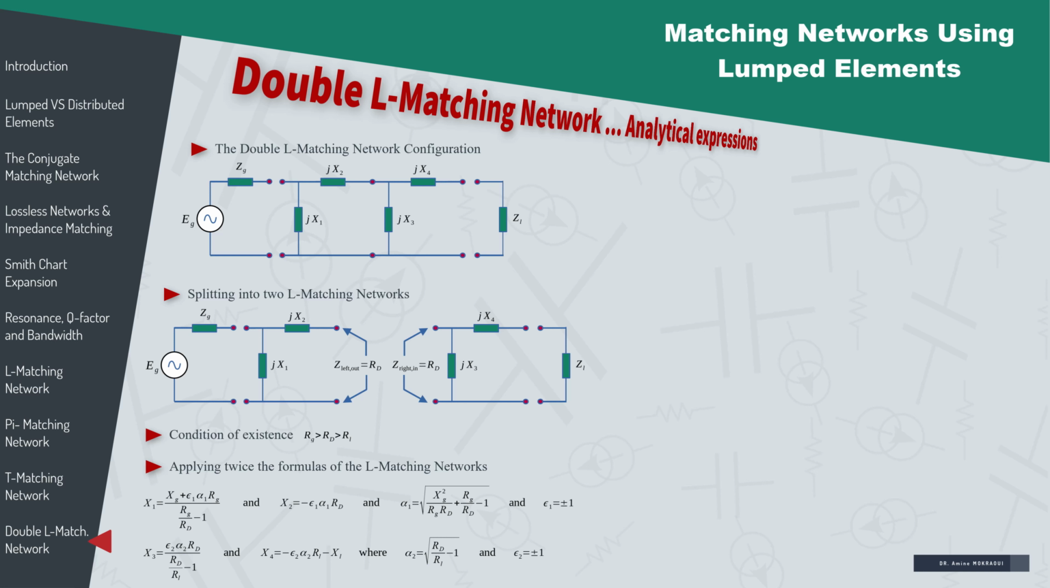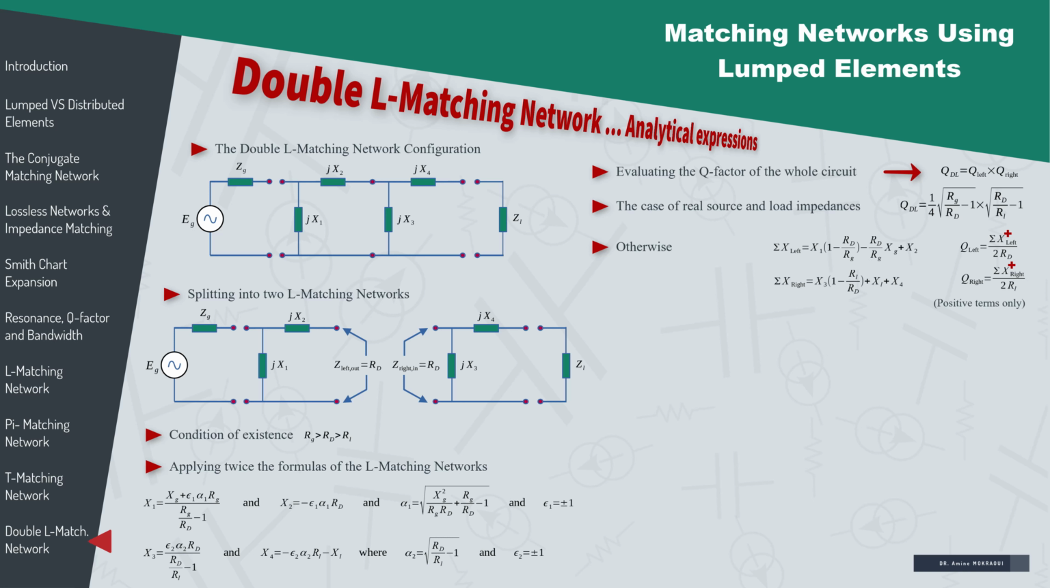A good approximation of the Q factor is the product of the Q factor of the two subcircuits. We write QDL equals Q left times Q right. When the source and the load impedances are real, the expression of the Q factor is simple. Here it is. Otherwise, we must focus on the evaluation of Q left and Q right. For instance, to find Q left, we must consider again positive terms in sigma x left, and then divide the result by 2RD. Then, to find Q right, we must consider again positive terms in sigma x right, and divide the result by 2RL.